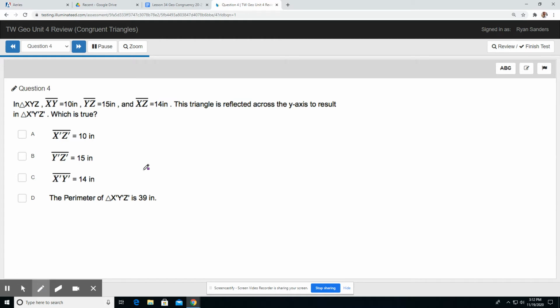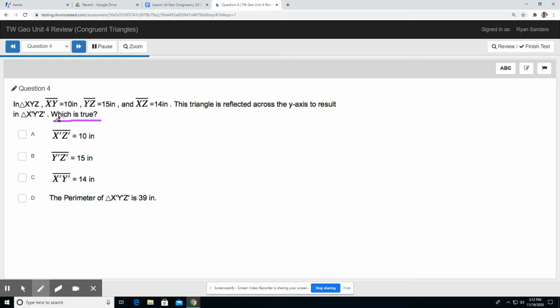And triangle XYZ, I'll just go ahead and do the reflection. All right, let's see. Well, you could draw this if you're not sure, but I think we have enough information for what we have here. Which is true? We're looking for the true one.